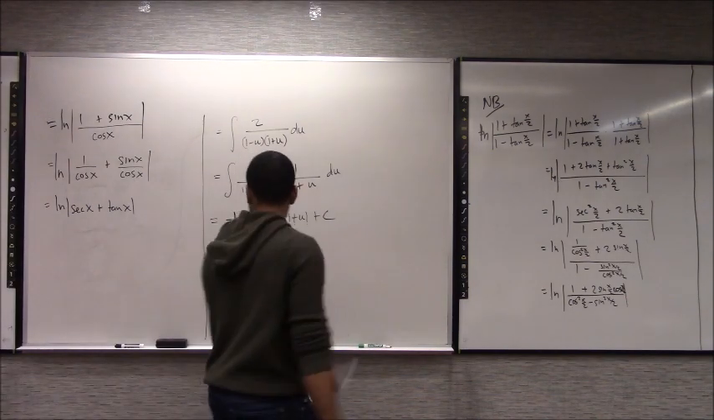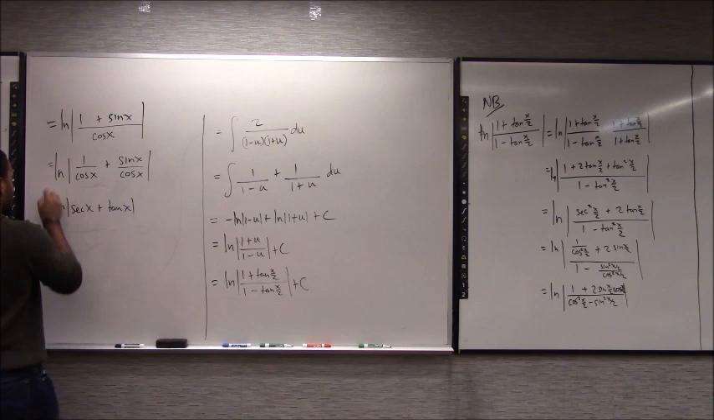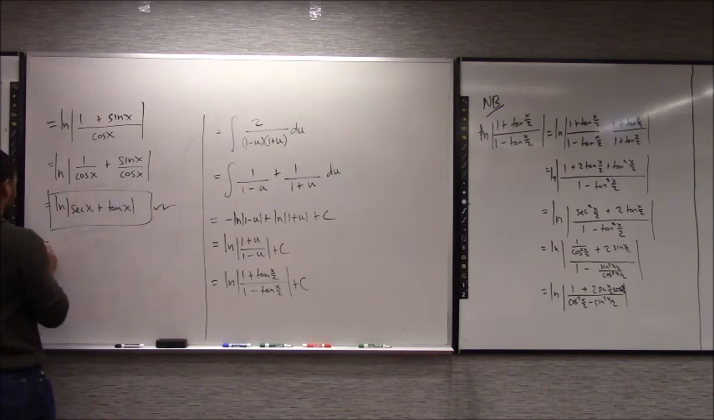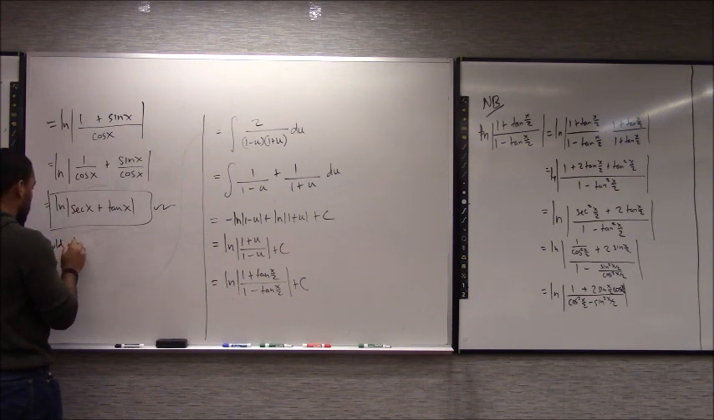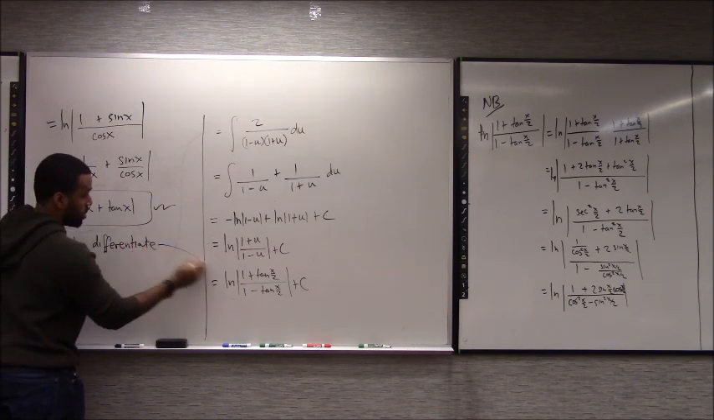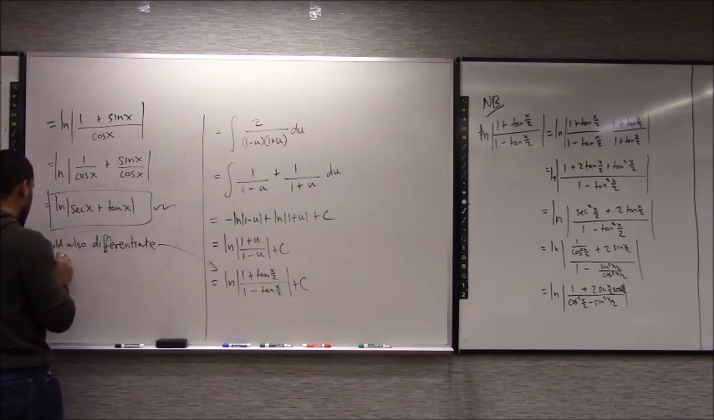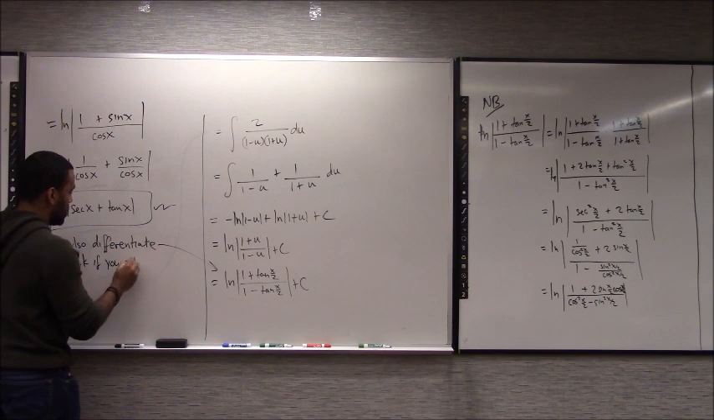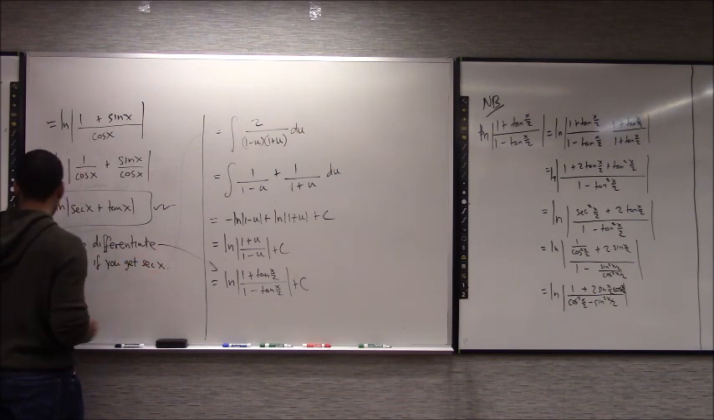You had a little hiccup with the cosine x over 2 there. So that makes sense. You could also differentiate your answer, and you would get secant x if you do that. Check if you get secant x, and you would.